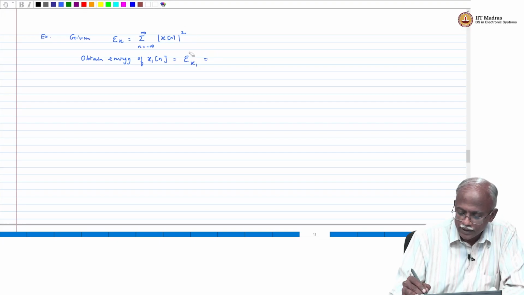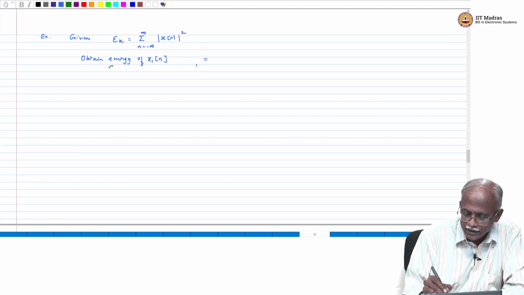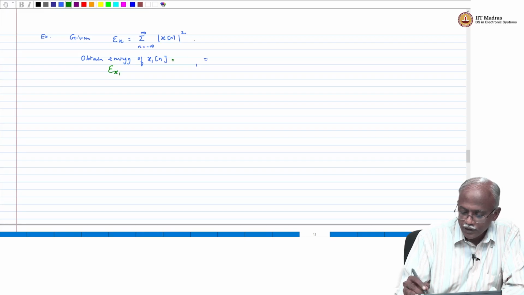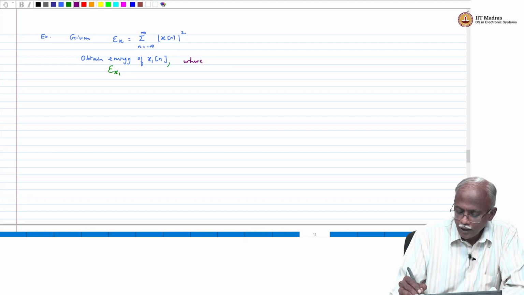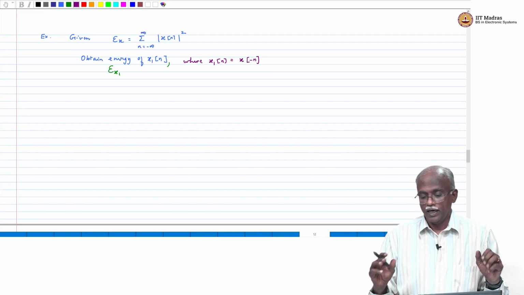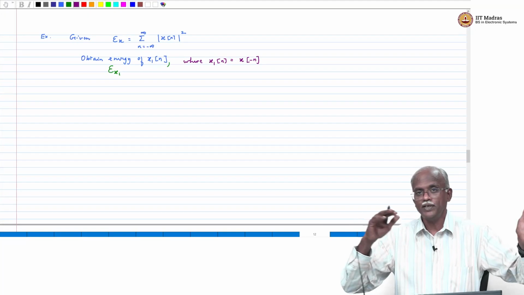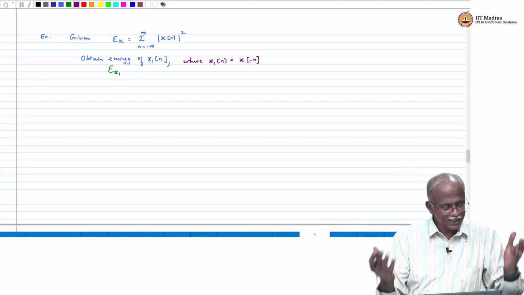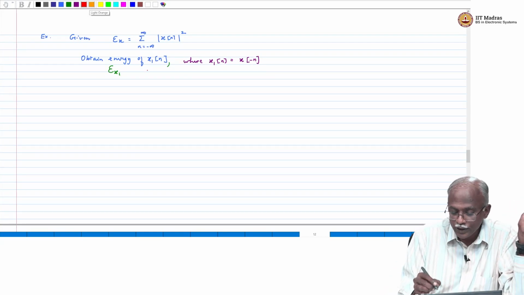Okay, let me do it like this. Obtain the energy, I am going to write it here as E of x1, where x1 of n is equal to x of minus n. Okay, it is a time reversed version. I am sure you can argue saying, okay, when I go from minus infinity to infinity, whether I do the energy calculation from minus infinity to infinity or from infinity to minus infinity, it does not matter, it is going to be the same. Okay, but I would like you to also be comfortable showing this mathematically.